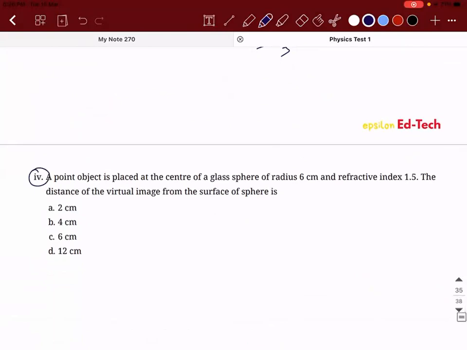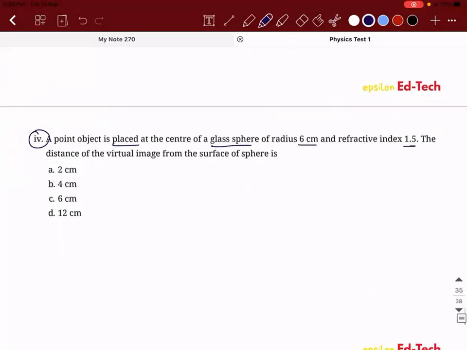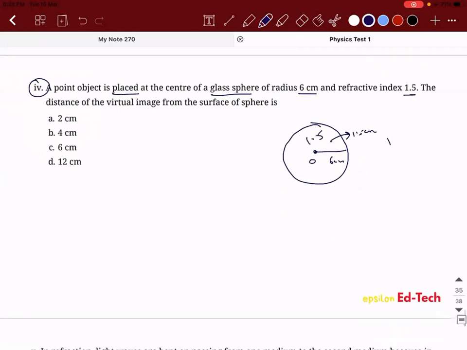Fourth. A point object is placed at the center of a glass sphere of radius 6 cm and refractive index 1.5. The distance of the virtual image from the surface of the sphere is? So there is a glass sphere of radius 6 cm and refractive index 1.5. There is an object which is placed at the center. Outside medium is air. Now tell me the formula: mu2 by v minus mu1 by u is equal to mu2 minus mu1 divided by R.